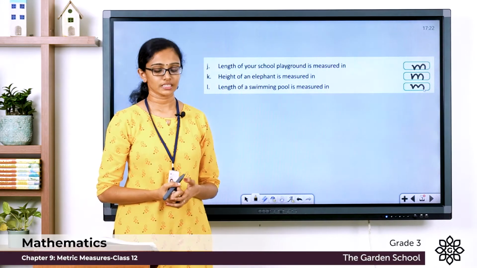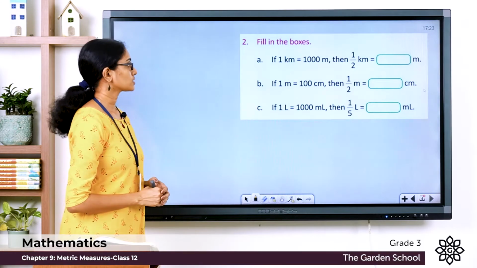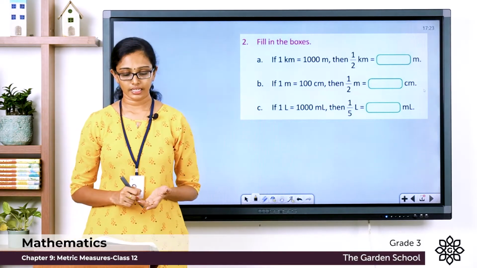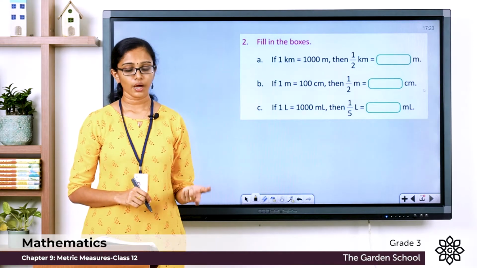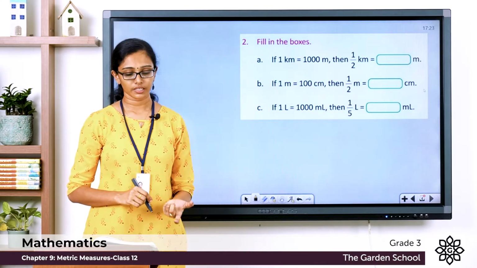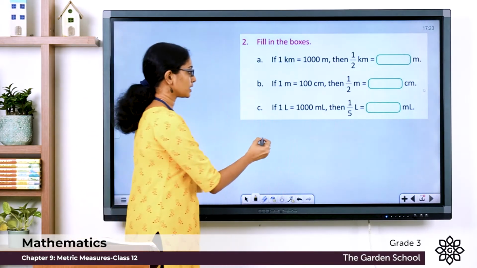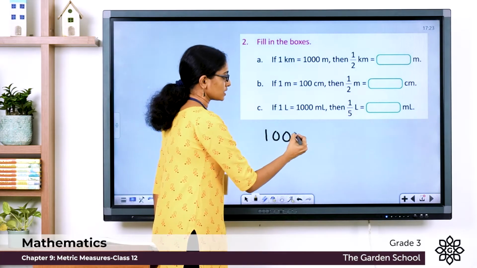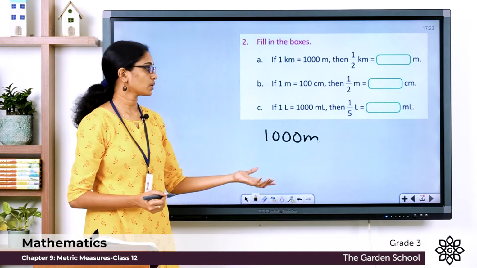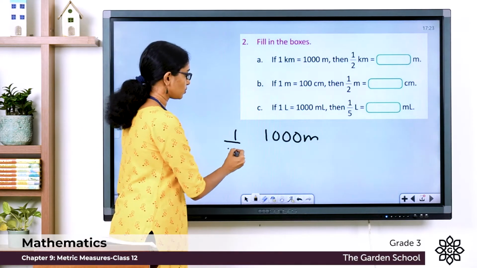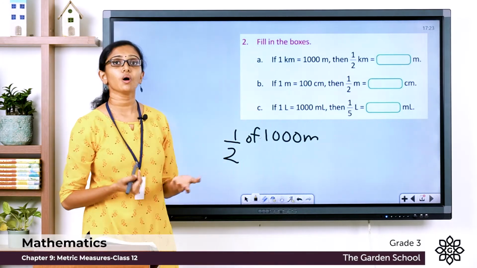Hope you are clear with these questions. Let's move on to the next one. Question number 2. Fill in the boxes. And the first one, question A is, if 1 kilometer is equal to 1000 meter, then 1 by 2 or half kilometer is equal to. How can we find out that? So if 1 kilometer is equal to 1000 meter, half kilometer or 1 by 2 of a kilometer will be equal to 1 by 2 of 1000 meter, right? And what is 1 by 2 of 1000 meter?